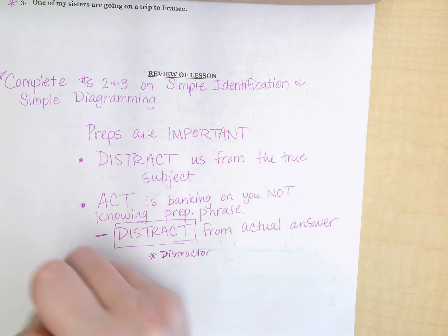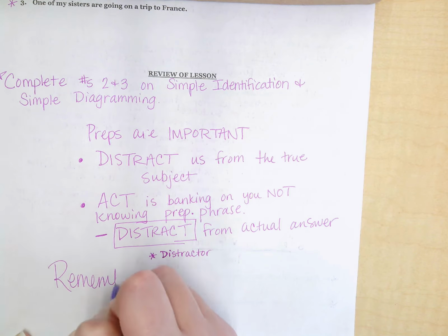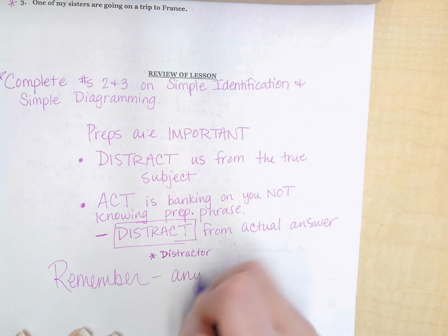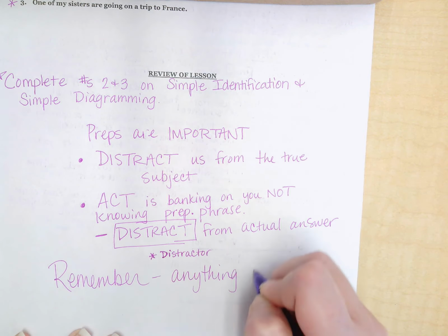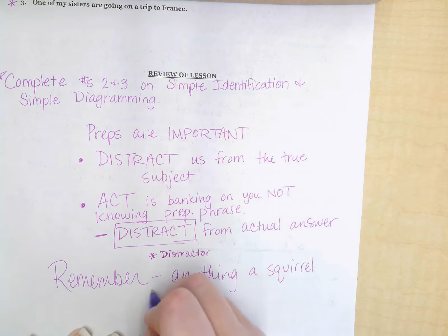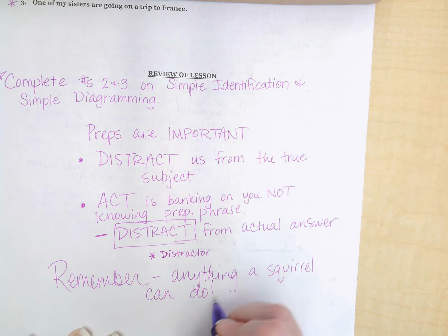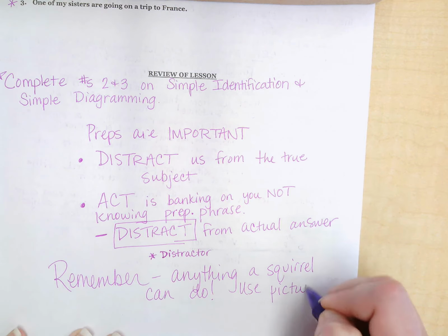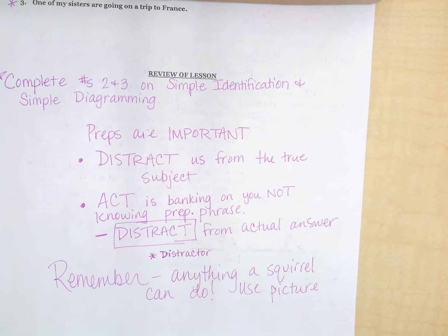So, remember, preposition, anything a squirrel can do. Use your picture. You've got 70 common prepositions there.